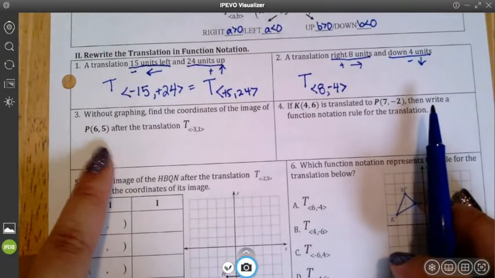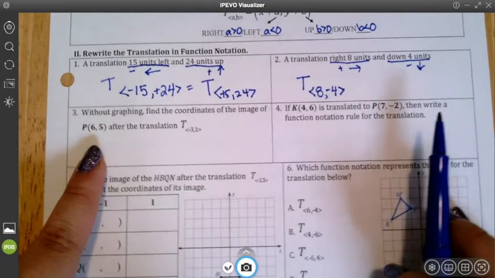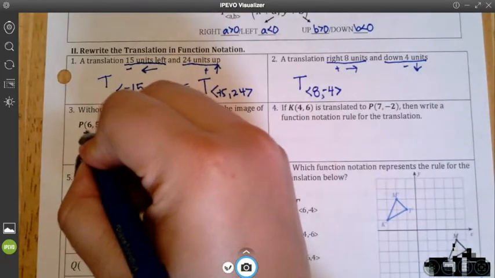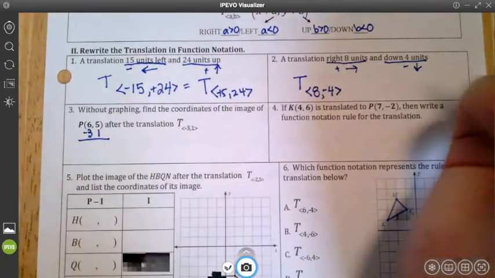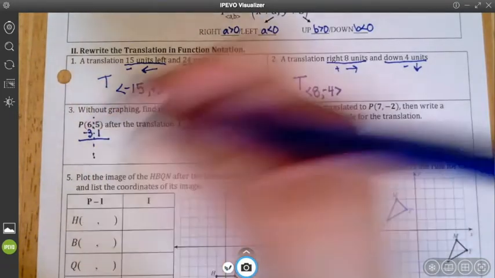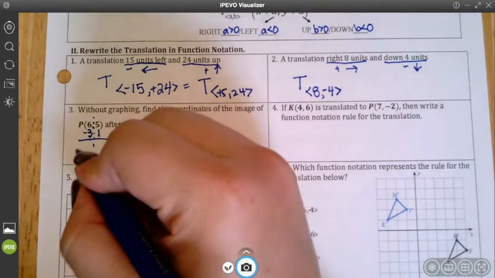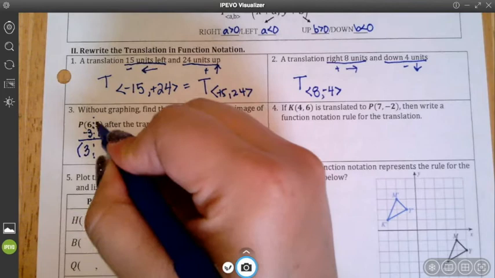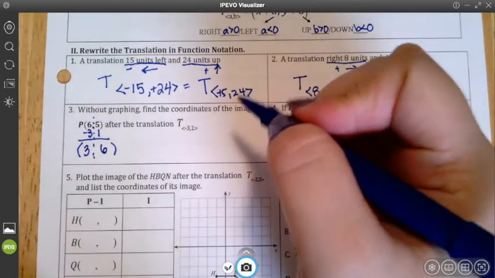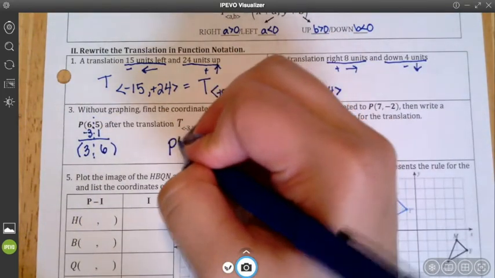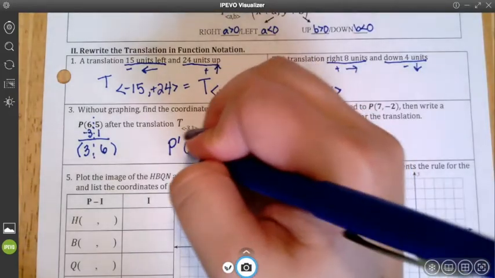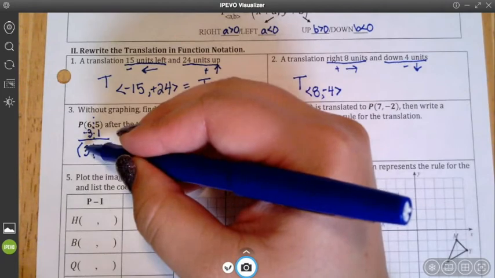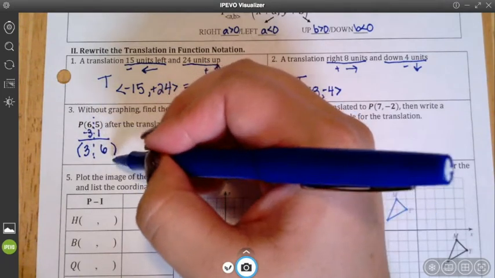Okay, so here we have a point P (6, 5). We want to translate it by <-3, 1>. So we're just going to put that transformation directly underneath and imagine there's like a little wall. And that's going to give us our new x and y values. 6 minus 3 is 3. 5 plus 1 is 6. So that gives us our new point, P prime, (3, 6). So the x values together made the new x value. The y values together made the new y value.